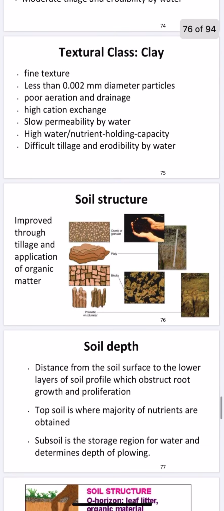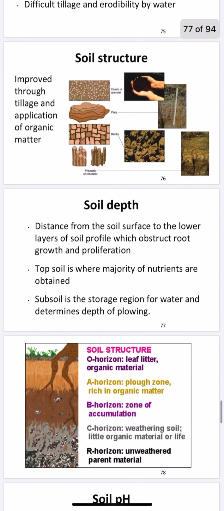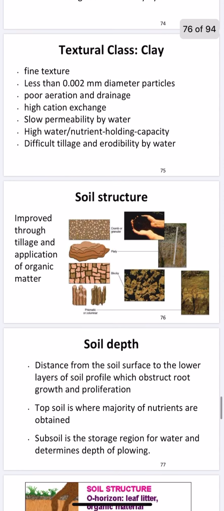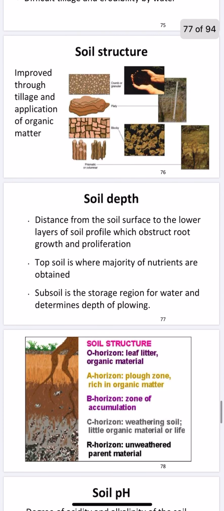And for the clay, it has a very fine texture with less than 0.002 millimeter diameter particles, but it has poor aeration and drainage, high cation exchange, slow permeability by water, high water and nutrient holding capacity, and therefore difficult tillage and erodibility by water. So aside from texture, we also have soil structure.